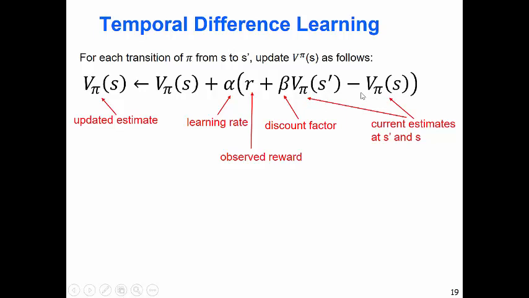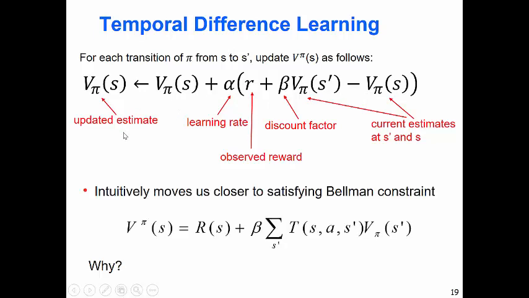So these are just the current estimates that we have. This is a learning rate, this is an observed reward, and this is your update. And intuitively, what this is going to do is move us closer to satisfying the Bellman equation. This is the Bellman equation. You can see there's a similarity: reward plus value at S prime, reward plus value at S prime, minus our current estimate. So we're going to see why this makes sense now. It's basically derived from the fact that we have this Bellman equation constraint.